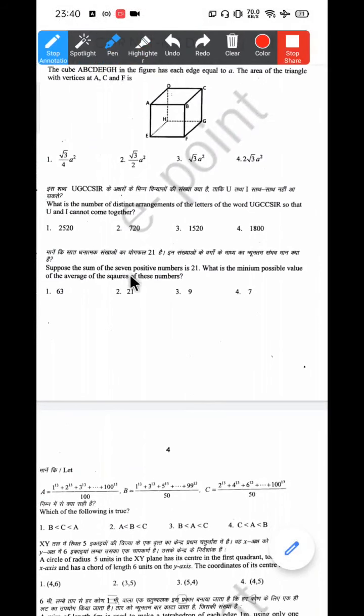Suppose the sum of 7 positive numbers is 21. What is the minimum possible value of the average of the squares of their numbers? The sum of the 7 positive numbers is 21. The minimum value of the average of the squares of the numbers. See, 21 means it will be n into 7 numbers, so that is 7 into n plus 1 upon 2.